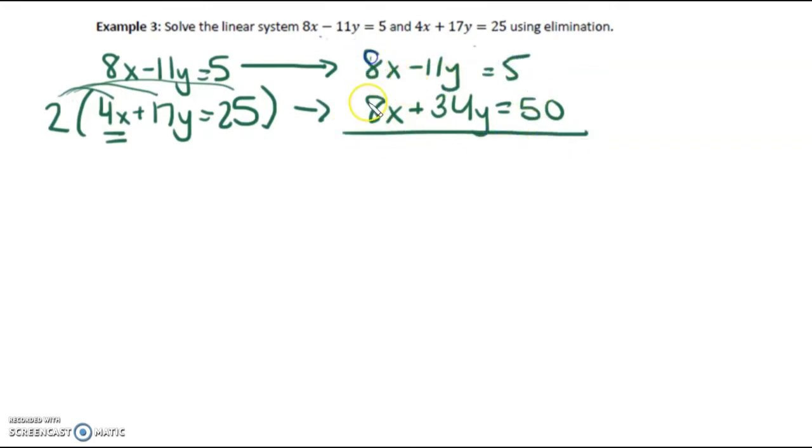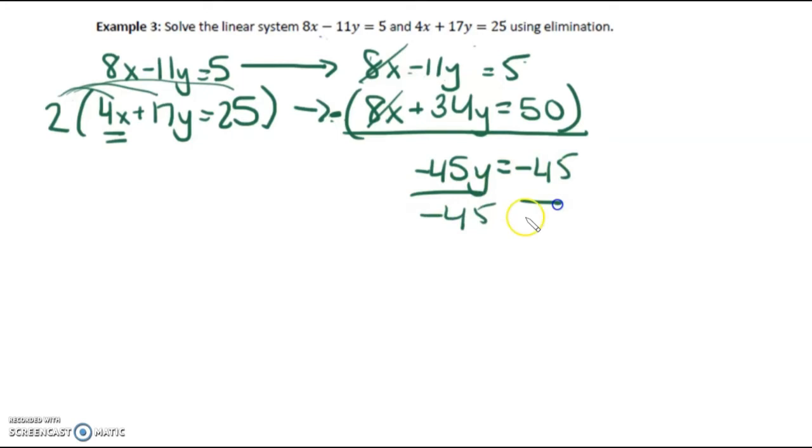At this point, we have two coefficients that are the same. What we're going to do is subtract these. So 8 minus 8 cancel out. Negative 11 minus 34, we're going to get negative 45y. And 5 minus 50, again, negative 45. And divide both sides by negative 45. We're going to get y equals 1.